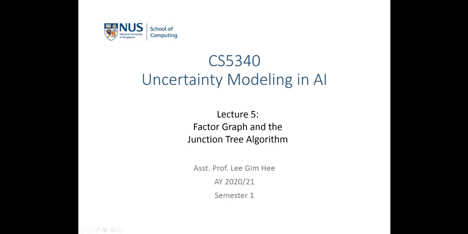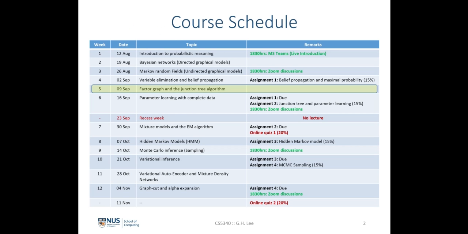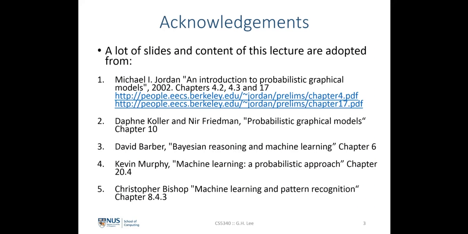Hello everyone, welcome to the lecture on uncertainty modeling in AI. And today we are going to look at factor graph and the junction tree algorithm. Of course, I didn't invent any of today's material.